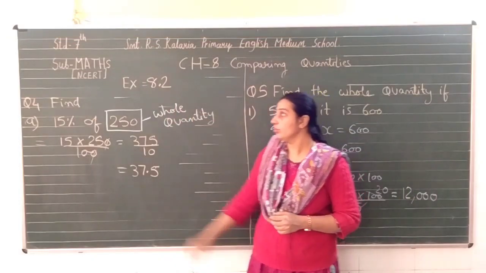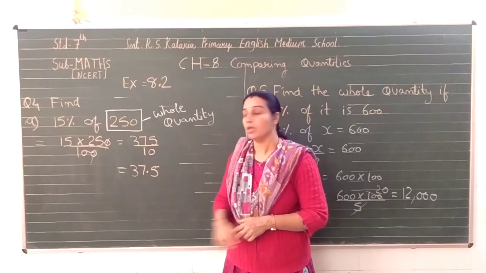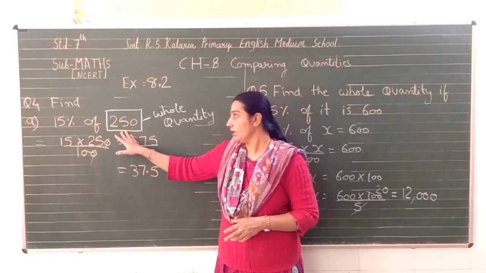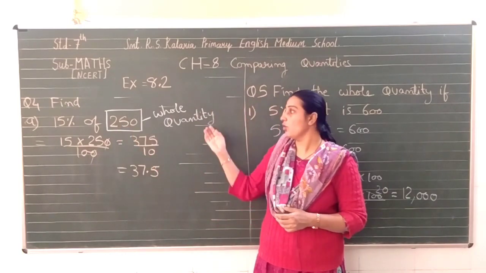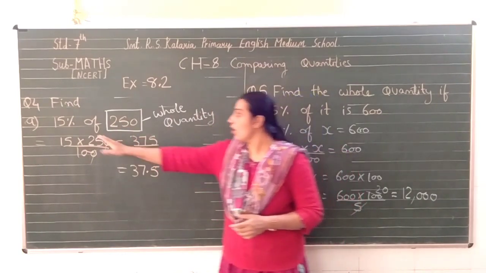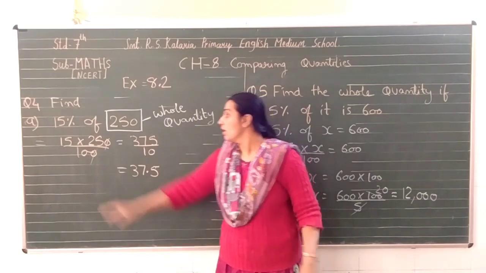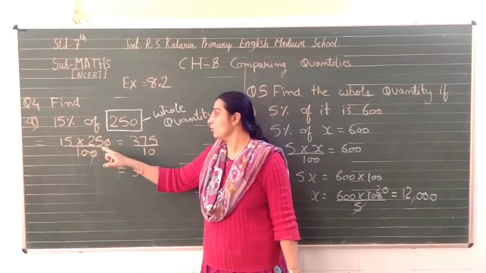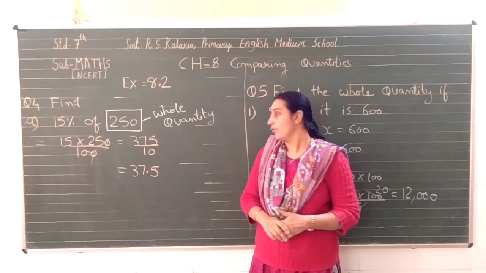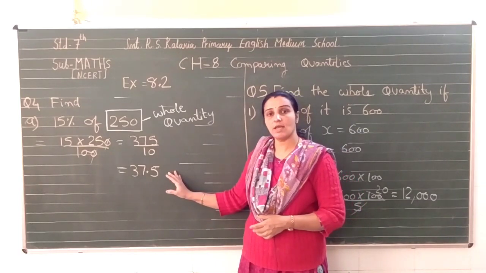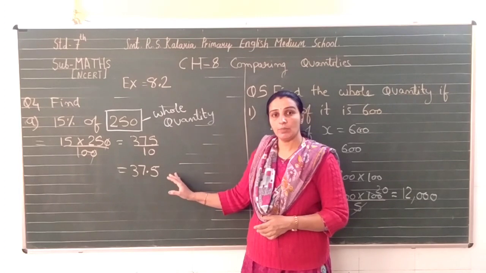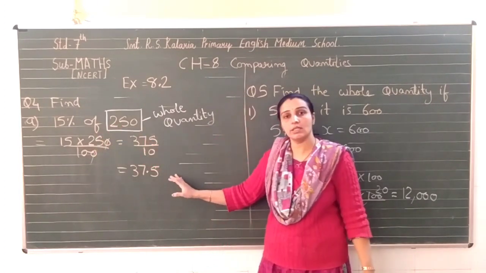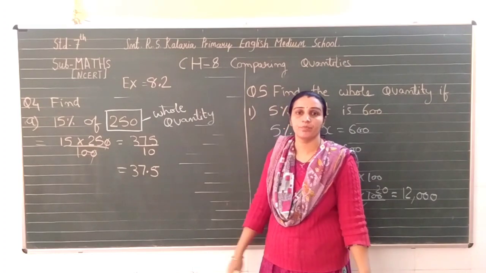Exercise 8.2, question 4. 15% of 250. Here 250 is the whole quantity, and "of" means multiplication. 15% of 250, so 15 multiplied by 250 upon 100 will give you the answer 37.5. It means that 15% of 250 is 37.5.